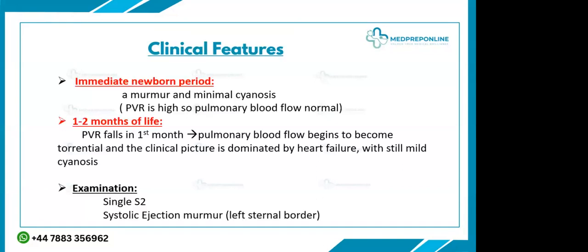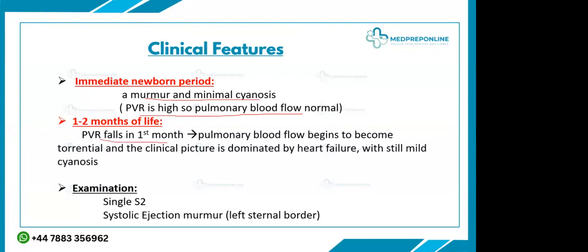So what will be the clinical features? In the immediate newborn period, a murmur and minimal cyanosis. PVR is high, so pulmonary blood flow will be normal. In the immediate period you can see minimal cyanosis because the pulmonary vascular resistance immediately falls, but it is going to fall further in the next few days, like about 1 to 2 weeks. So initially the pulmonary blood flow will be normal because of somewhat high pulmonary vascular resistance.